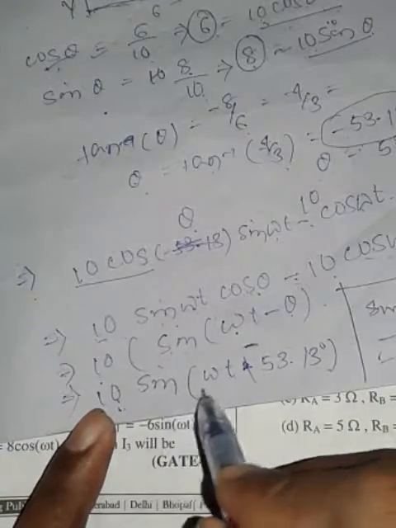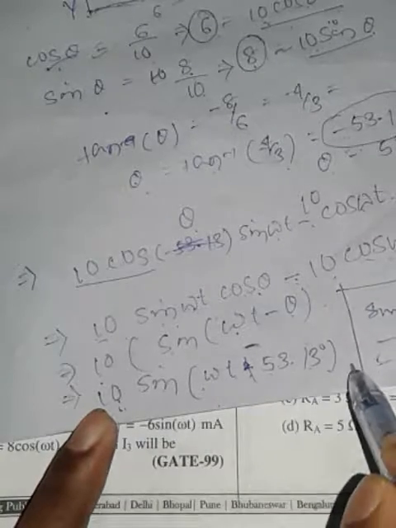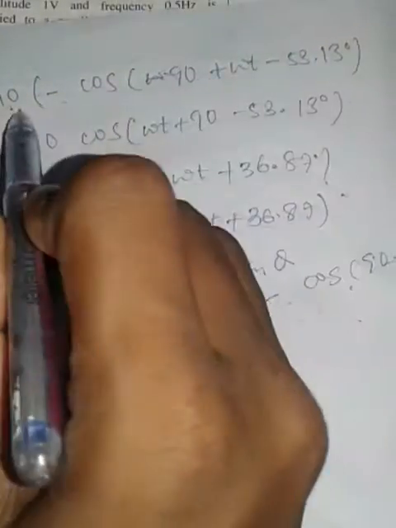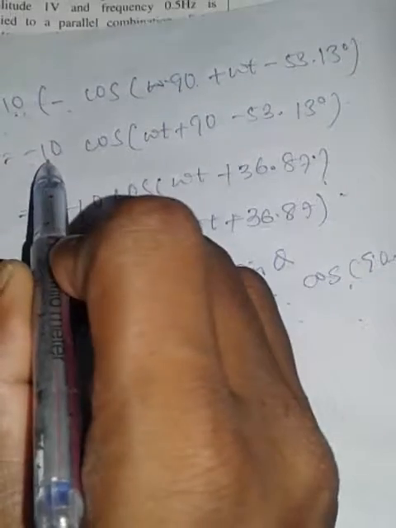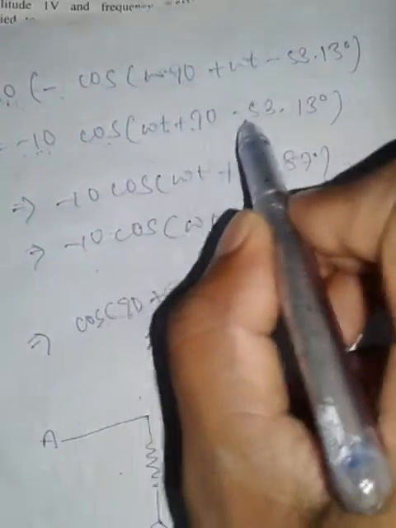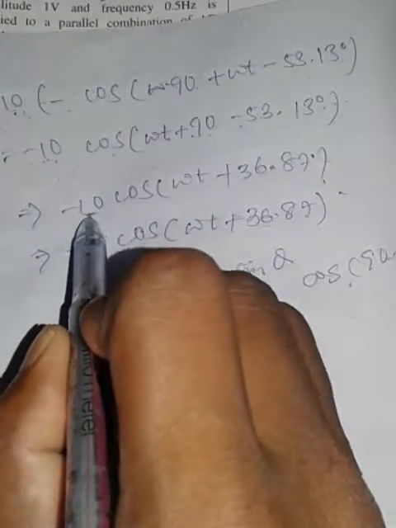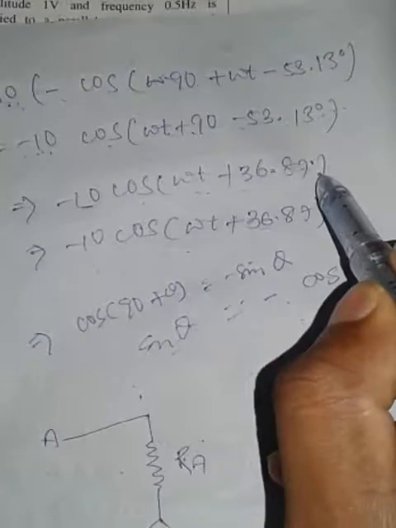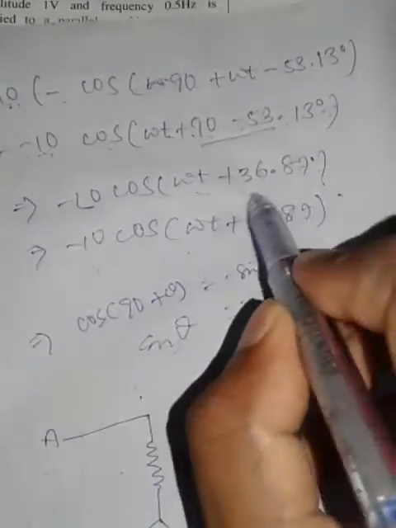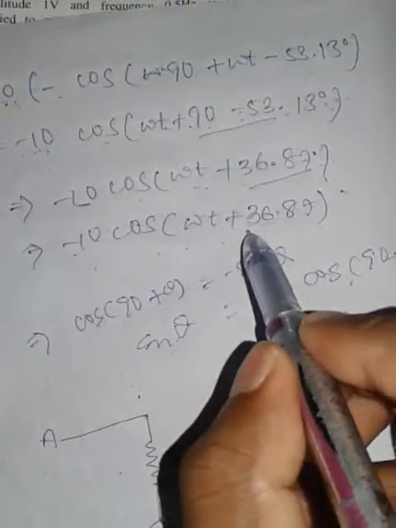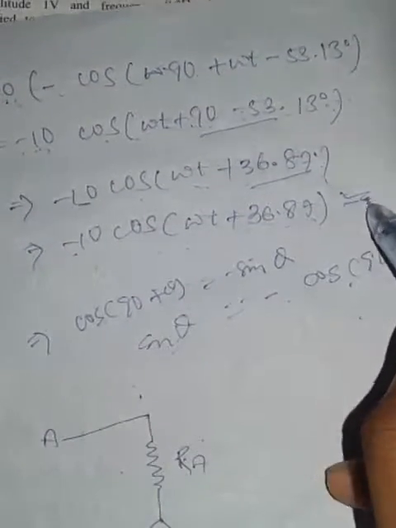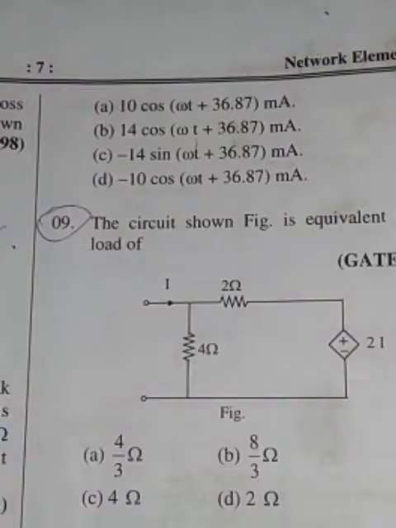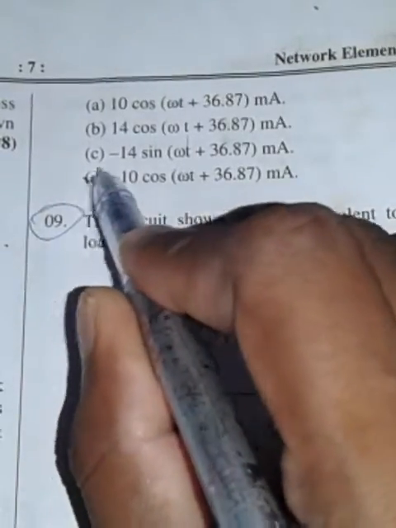This is the equation 10 sin omega t minus 53.13. We are reducing this, taking minus common outside. So minus 10 cos omega t plus 90 minus 53.13. So minus 10 cos, omega t plus 90 minus 53.13, which is omega t plus 36.87. So 90 minus 53.13 is 36.87. So the answer will be minus 10 cos omega t plus 36.87. So in question number 31, option D is the correct answer.